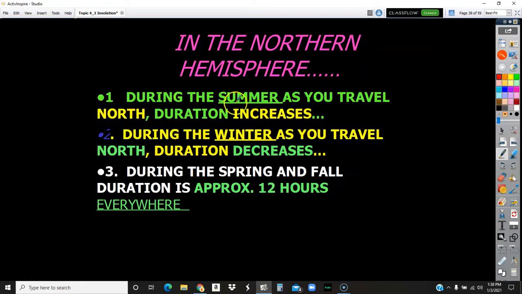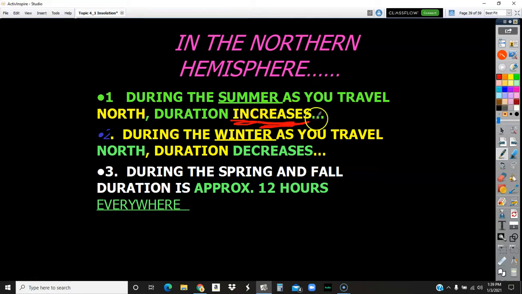And so in the summer, if you go north, I know I've had a few students who went to Iceland, or Finland or Norway in the summer, or even go to Canada, or even go to Alaska in the summer, you're going to increase your duration, right? Because you're heading toward that 24 hours in the summer. So the further north you go in the summer, duration of insolation increases.